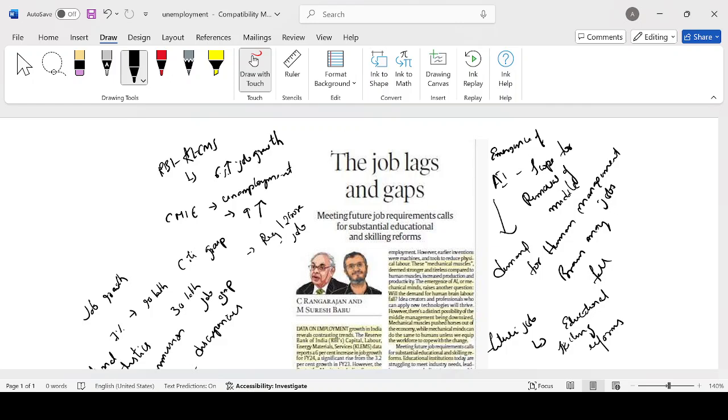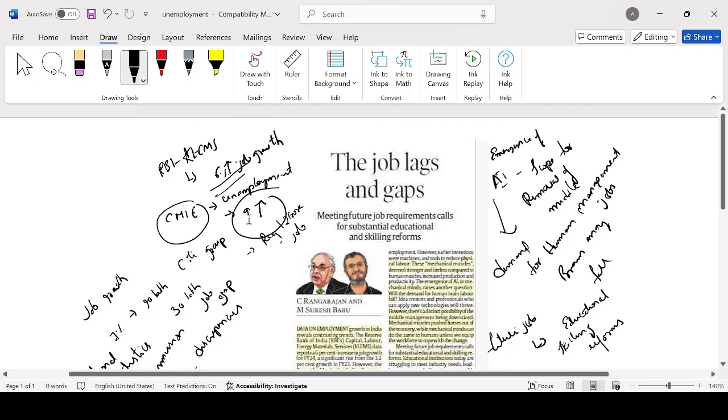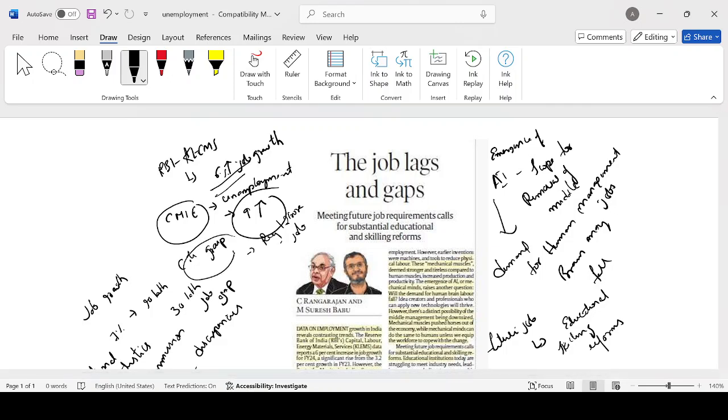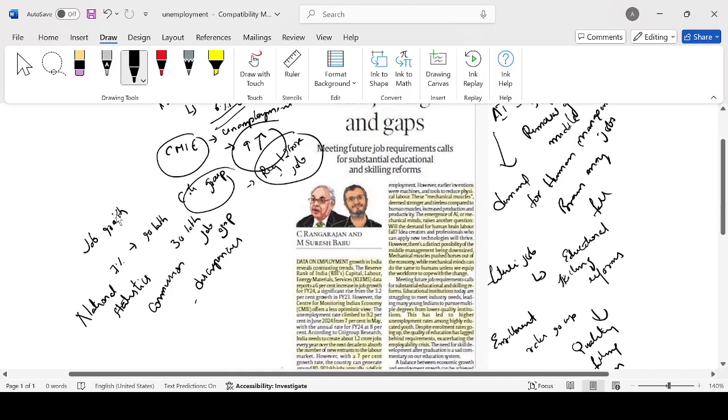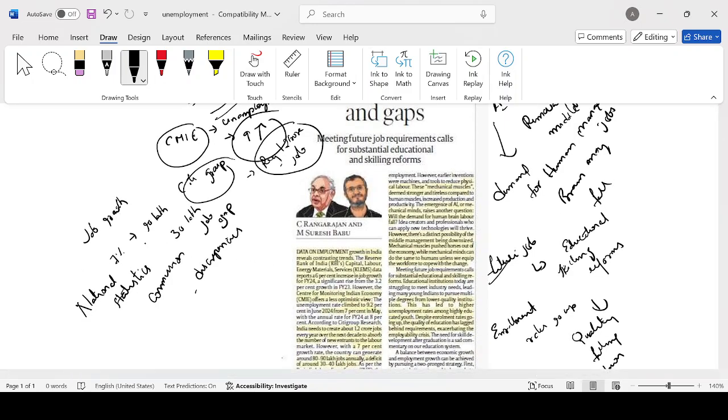They are saying that the RBI's KLEMS data, which means capital, labor, energy, material and services, says we have a 6% job growth rate. Similarly, the Centre for Monitoring Indian Economy said the unemployment rate reached a 9% high. According to Citi Group research, we require 1.2 crore jobs to meet the demand. For example, if we have a job growth rate of 7%, we will generate 90 lakh jobs. Still, there is a 30 lakh job gap.